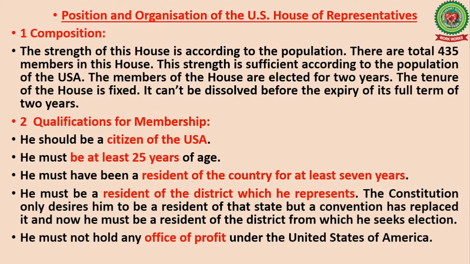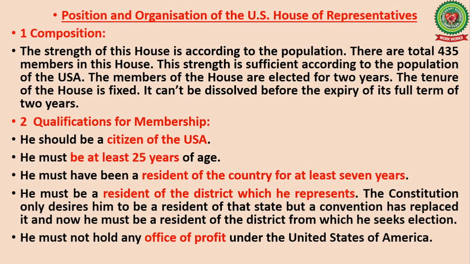He must be a resident of the district which he represents. The constitution only requires him to be a resident of that state, but a convention has replaced that. Now he must be a resident of the district from which he seeks election. Yes, students, this is very important to understand. The constitution requires him to be a resident of the state.